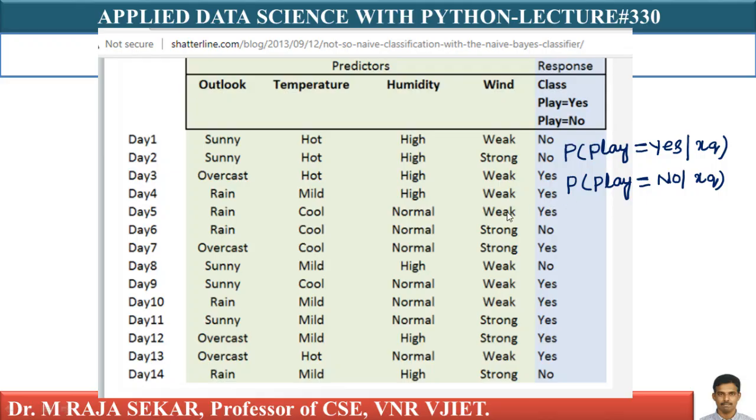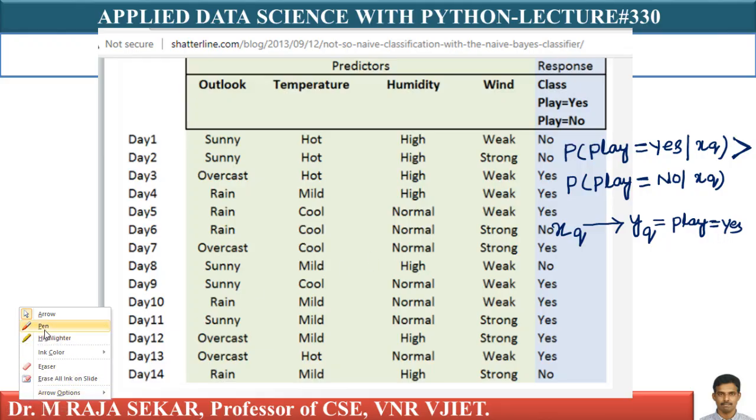If probability of play equal to yes given query xq is greater than probability of play equal to no for the given query xq, then I will declare that my query point xq belongs to yq, which is equal to play equal to yes. What is the reason?